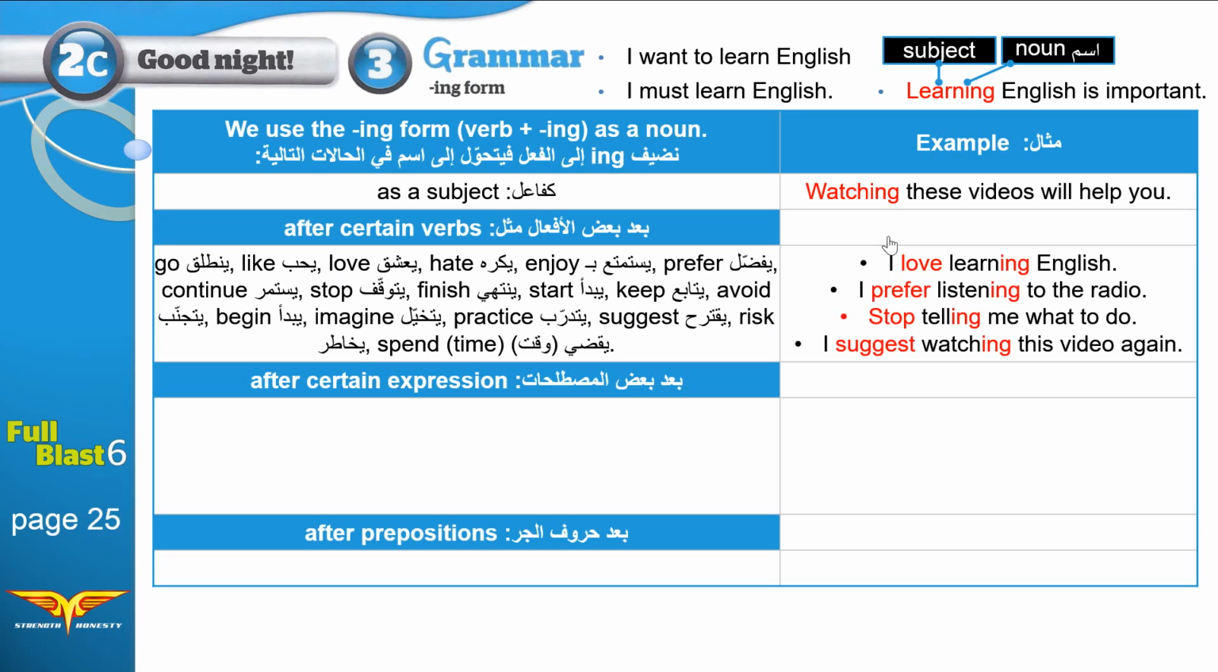Like love, like I love learning English. See, we added ing to the verb that follows this verb. All these are verbs. What is keep? Keep is a verb. Start, finish. We add ing to the verb that comes after these verbs. The same way with hate. I hate learning English, as an example, for someone who doesn't want to learn.